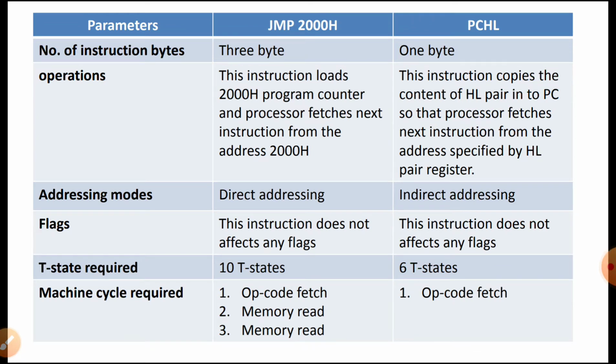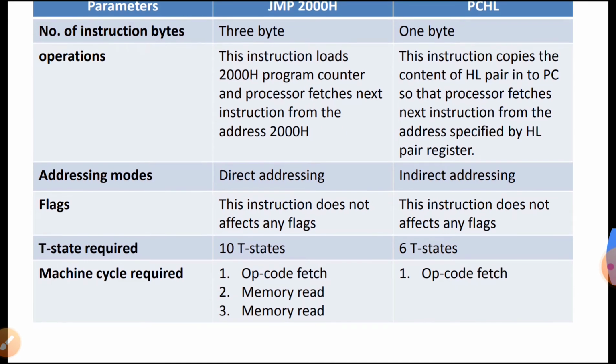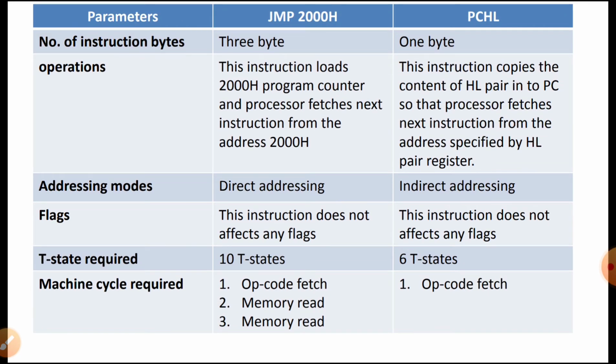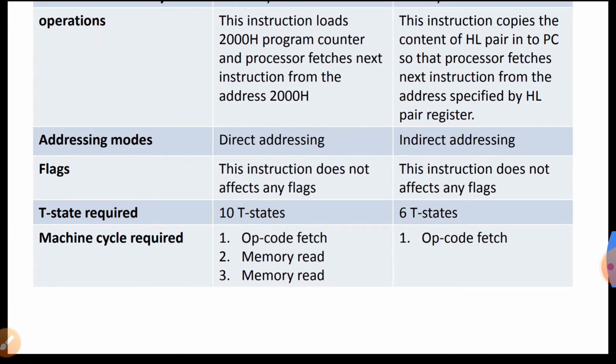Flags: since both the instructions are data transfer instructions, there is no effect on the flags. Since the jump instruction is 3 bytes, 3 machine cycles will be involved, so 10 T states. PCHL is indirect addressing, but only a 1-byte instruction, so only 1 opcode fetch, but in this one opcode fetch cycle it will consume 6 T states.